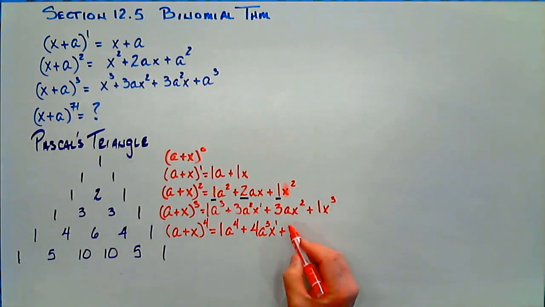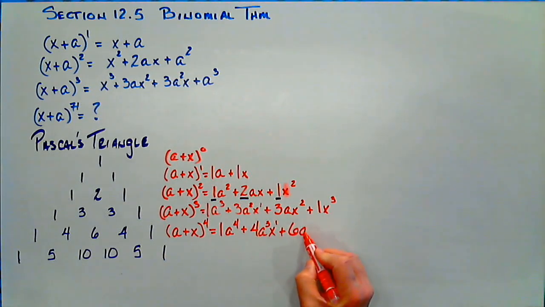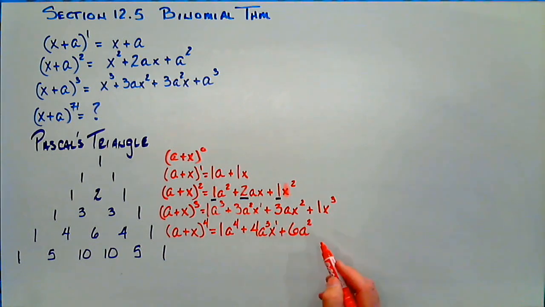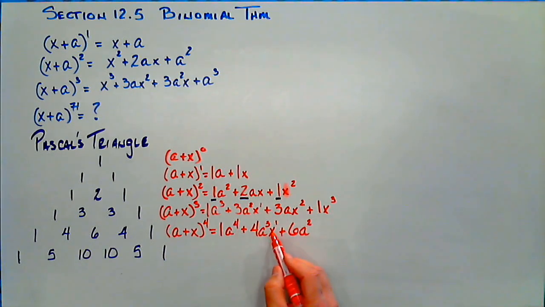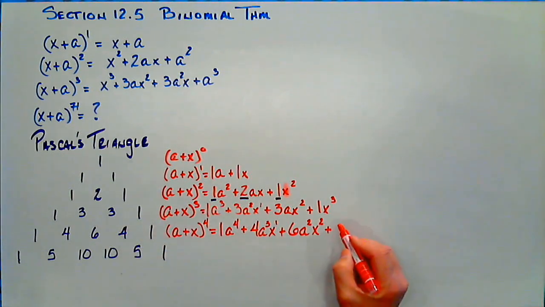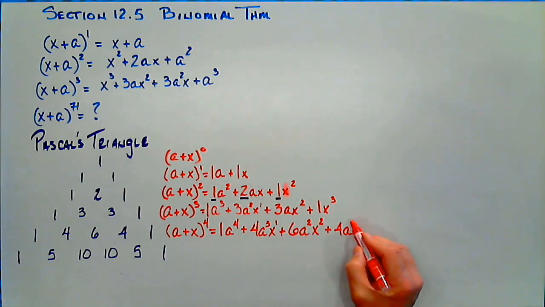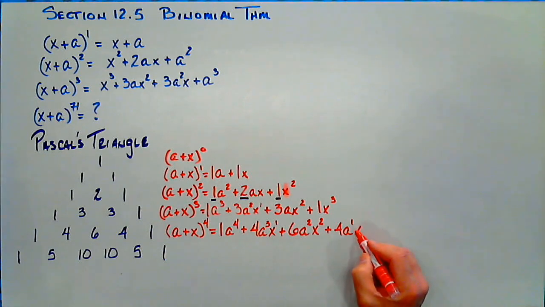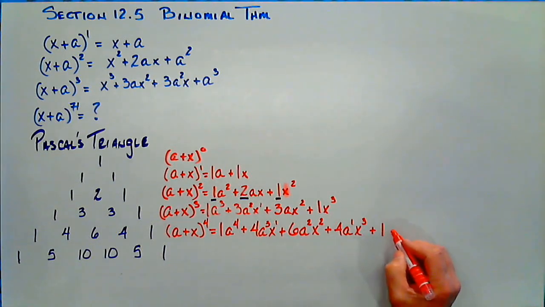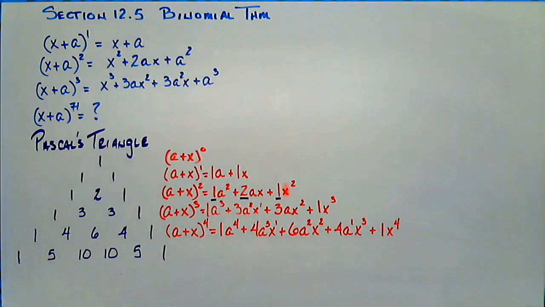Now my next coefficient would be 6. That would be a squared, right? a^4, a to the third, a to the second, x to the 0, x to the first, x to the second, plus my next coefficient would be 4. And I would have a going down, so that's a to the first, x going up, so that's x cubed, and then I have plus 1x^4, all right?